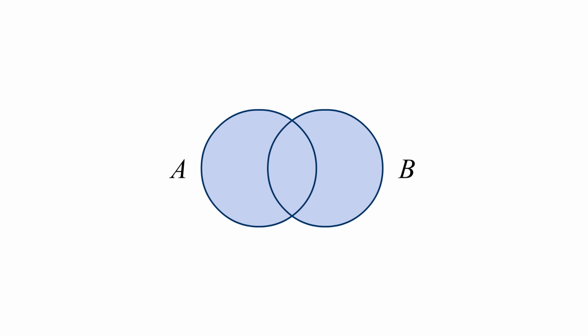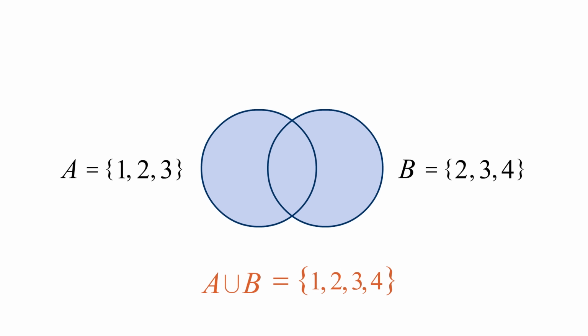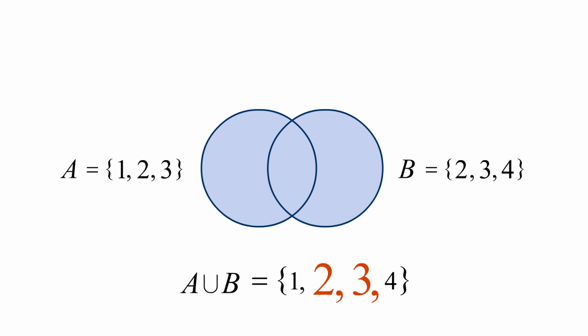For example, if set A contains the elements 1, 2, and 3, and set B contains 2, 3, and 4, then the elements which are members of A or B are 1, 2, 3, and 4. This union forms a new set containing the elements 1, 2, 3, and 4. Notice that even though 2 and 3 are members of both sets A and B, 2 and 3 are only listed once when we write the union.